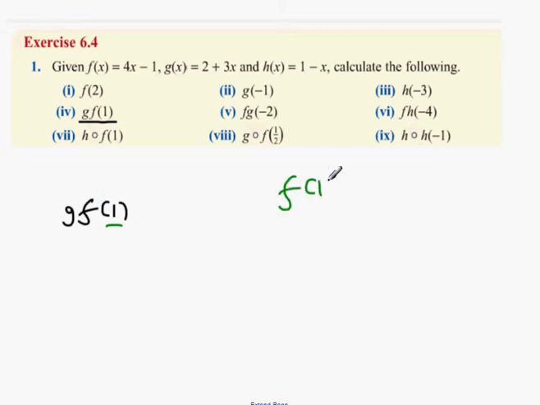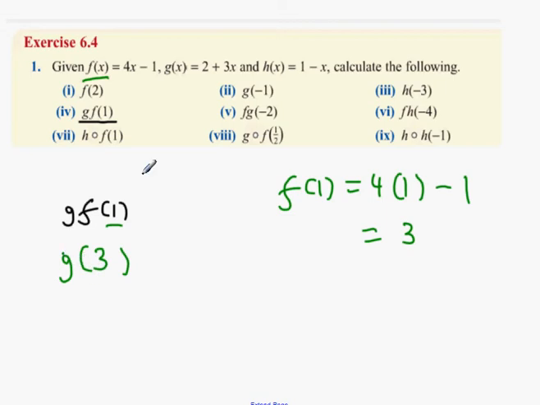So can anybody tell me how you find out what f of 1 is? You sub it into which equation? The f equation. So 4 times whatever it is, take away 1. So 4 times 1, take away 1? 3. Now that you've got the answer, 3, what you can say next is that f of 1 is the same thing as 3.